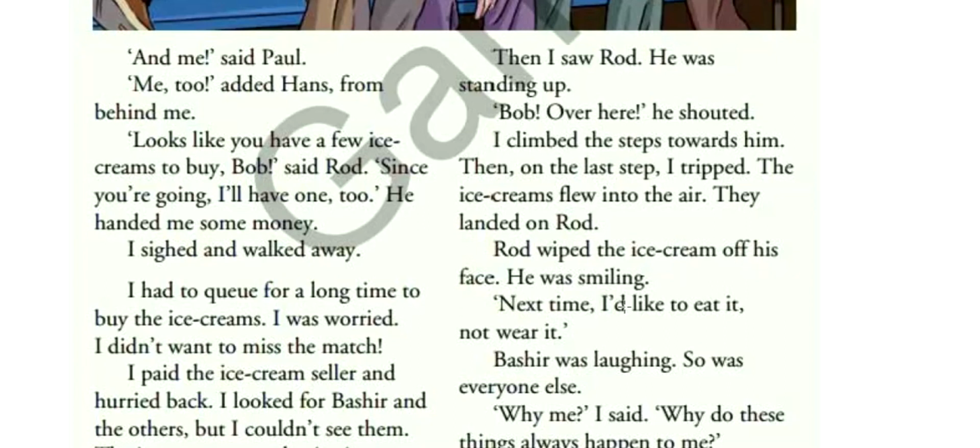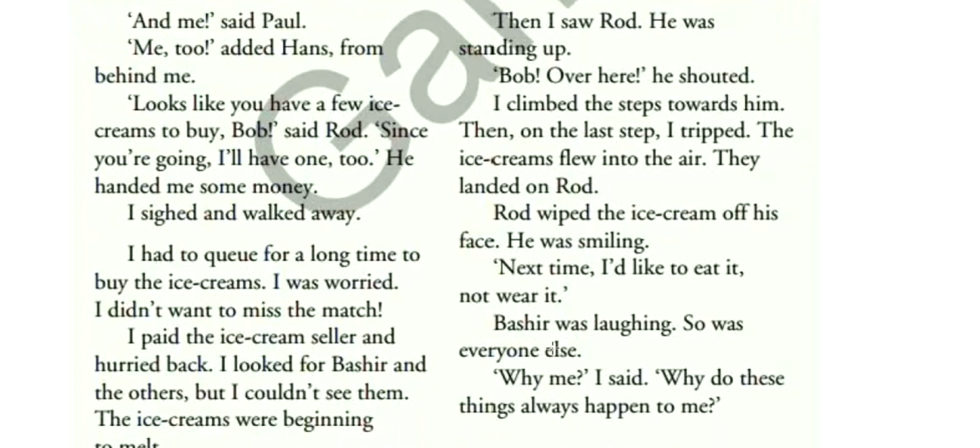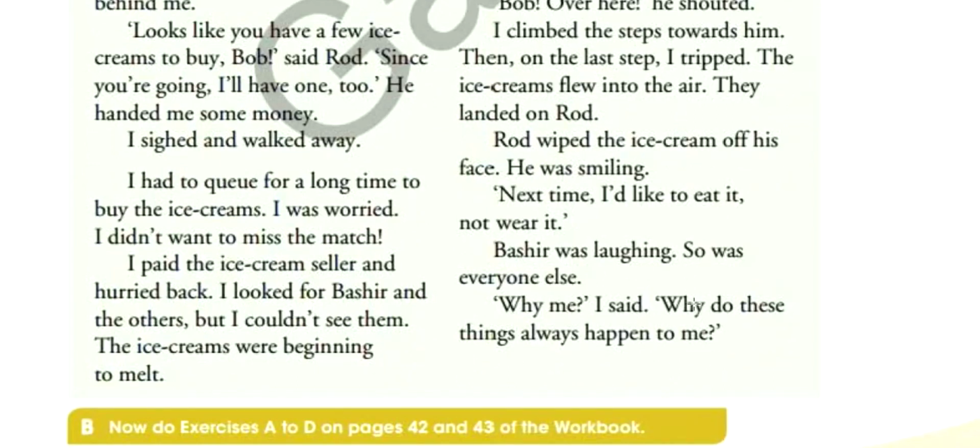he was smiling يعني كان يبتسم. next time I'd like to eat it not wear it. this is funny because he meant that he was wearing it كان لابسه. فعم بيقول له المرة الجاية بتمنى اني انا اكله مش البسه مو اني ارتديه يعني. okay so Bashir was laughing معناها يضحك. so was everyone else. شو معنى so was everyone else؟ هنا معناها بشير كان عم بيضحك والآخرين أيضا. تمام والآخرين أيضا. why me I said. why do these things always happen to me؟ ليش أنا؟ ليش كل هاي الشغلات دائما بتحصل لي أنا؟ remember he said this too in the second unit when the eggs flew everywhere.